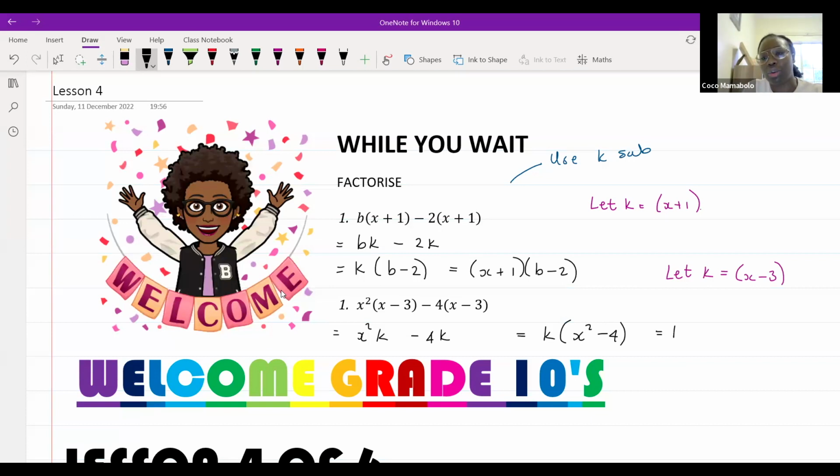So I can then go K, put K on the outside, and then I'm going to open 2 brackets for dots. So I'm going to have x plus 2, x minus 2 for dots. But I still need to put K back in because K was, yes, well done. K wasn't part of my question to begin with. So I'm going to go back and replace K with x minus 3, x plus 2, x minus 2.